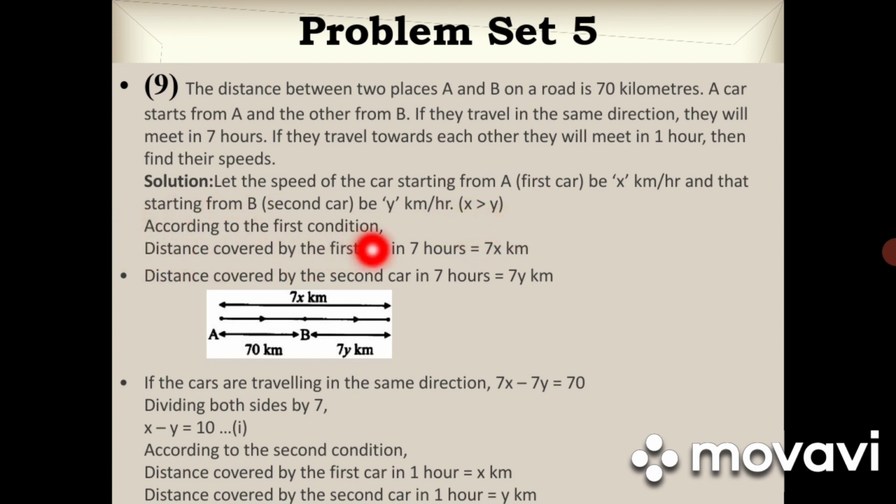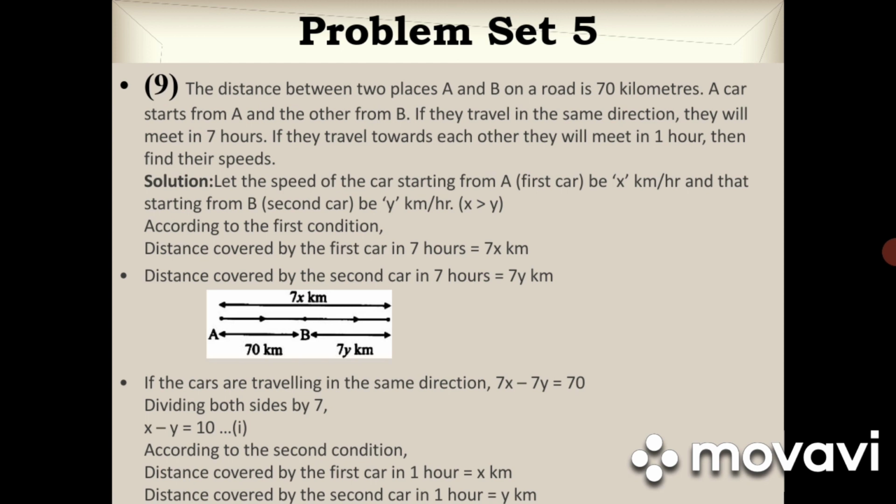According to the first condition, distance covered by the first car in 7 hours is equal to 7 into x, that is equal to 7x kilometers. The distance covered by the second car in 7 hours is equal to 7 into y, that is 7y kilometers, because distance is equal to speed into time. If the cars are traveling in the same direction, 7x minus 7y is equal to 70. Dividing both sides by 7, we get x minus y is equal to 10. Let this be equation 1.